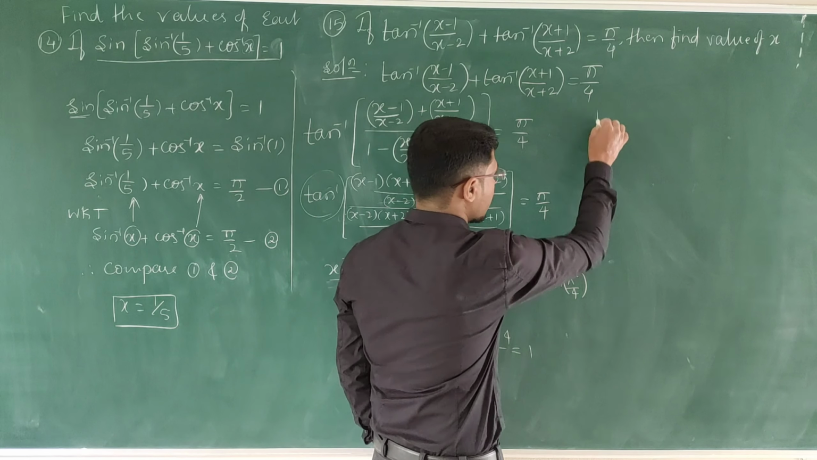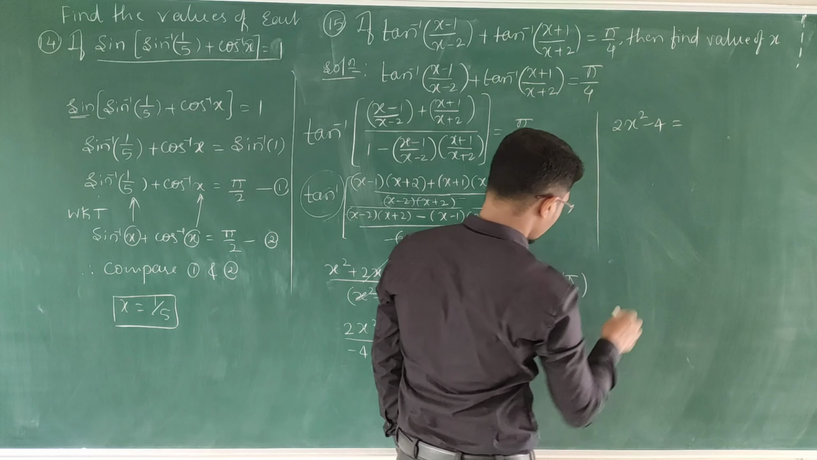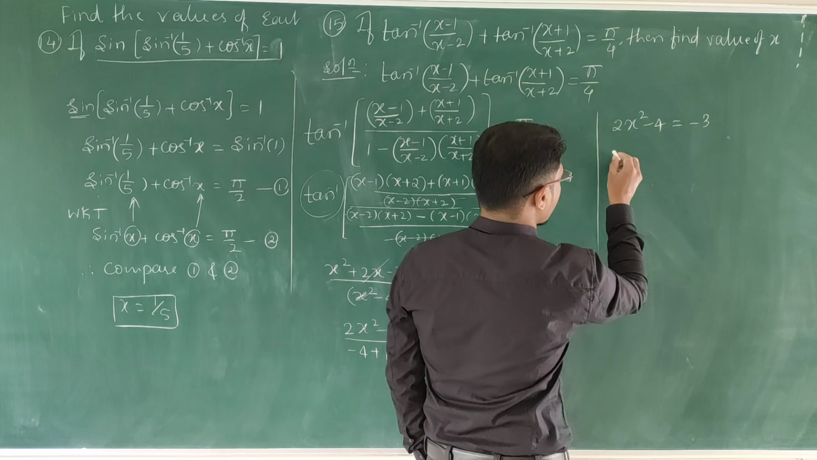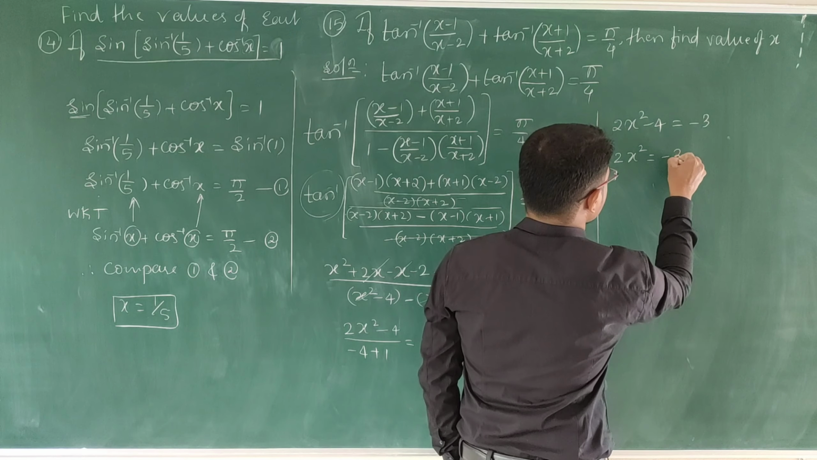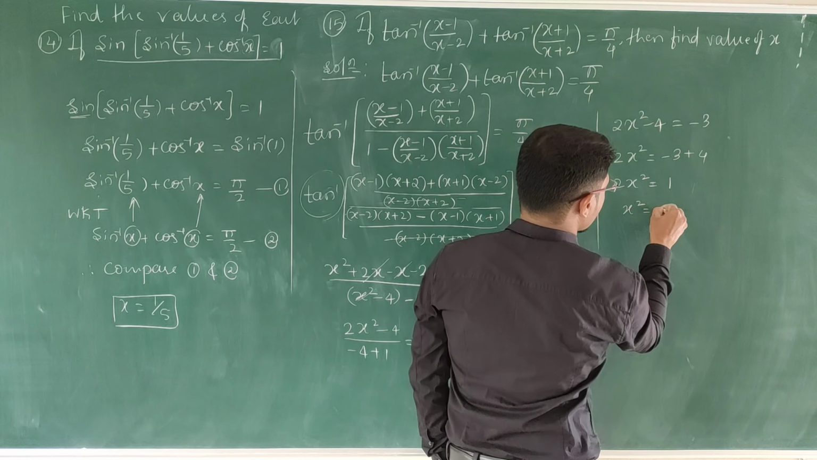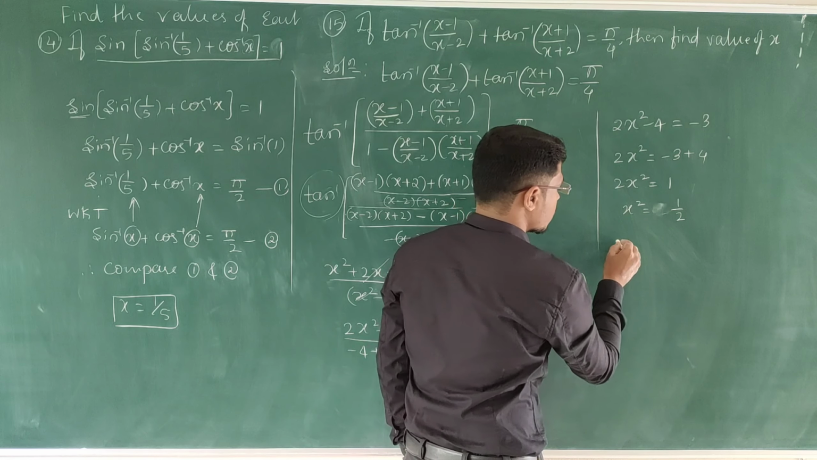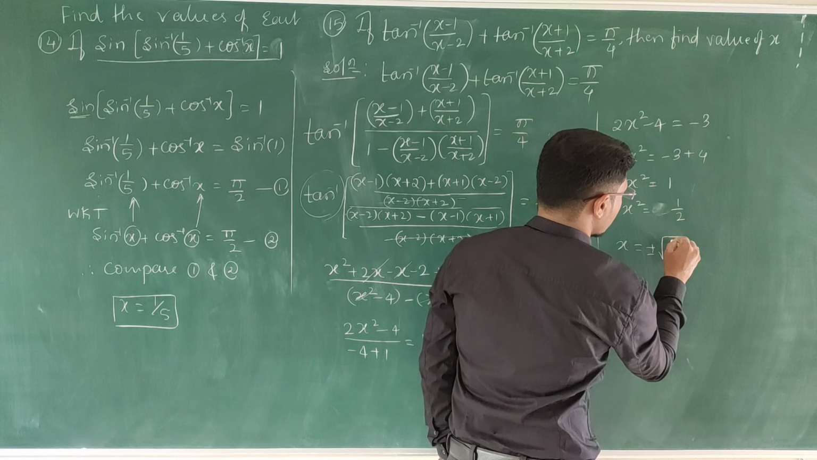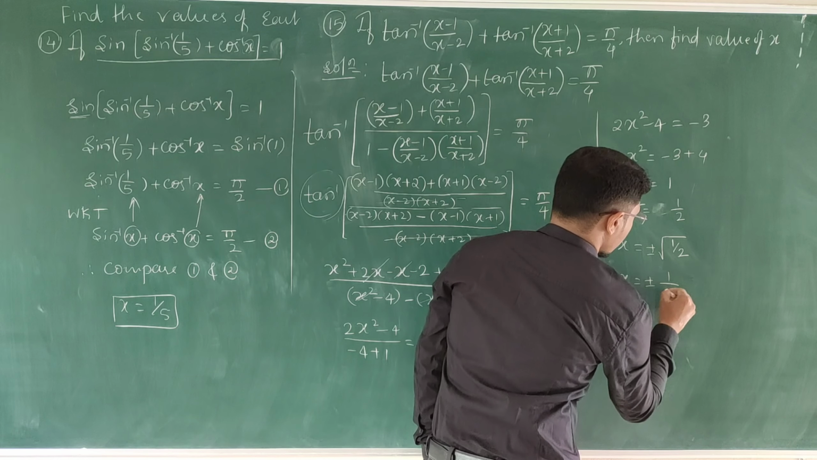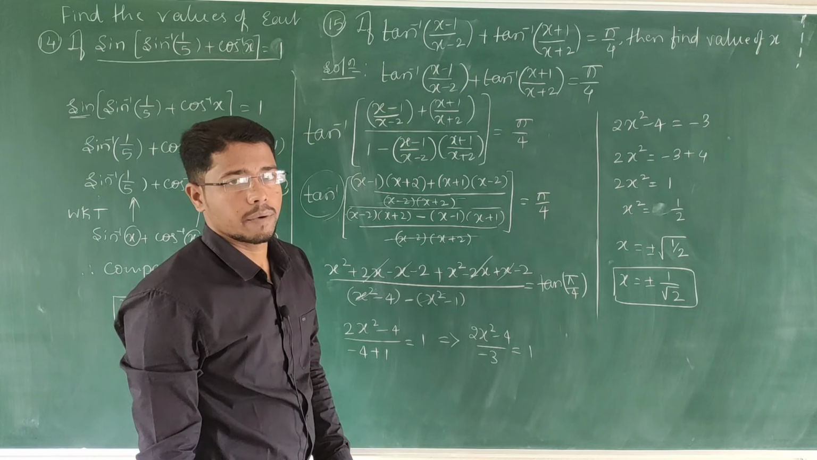So we solve this. 2x square minus 4 is equal to minus 3 into 1, which is minus 3. Take the 4 across: 2x square is equal to minus 3 plus 4, so 2x square is equal to 1. x square is equal to 1 divided by 2. Shifting the square, x is equal to plus or minus root of 1 divided by 2. So x is equal to plus or minus 1 divided by root 2. The value of x is plus or minus 1 divided by root 2.